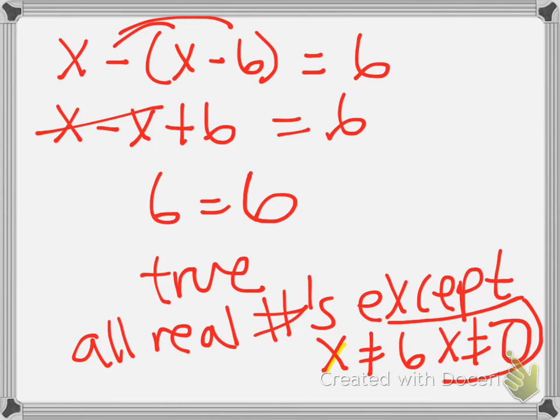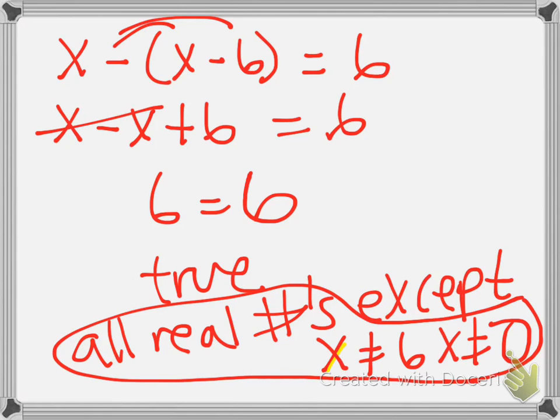All right, so that's the solution right here, all real numbers, so long as x does not equal 6 and x does not equal 0. So sometimes you get a true statement, and that means all the numbers work. Sometimes you'll get two answers where only one of them will give you a correct solution. So you just got to be careful, pay attention to each one along the way.